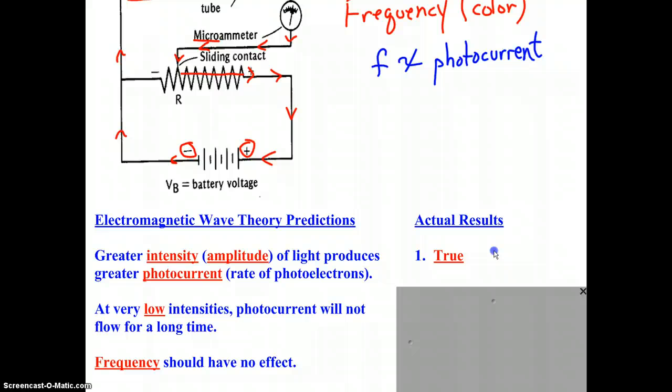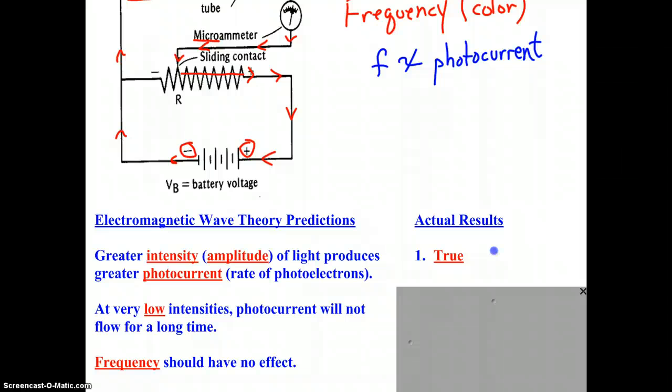As all our notes have indicated so far, intensity, brightness, is directly proportional to photocurrent, and our graph that we just showed you on the simulation showed that. Why would that be? Because light of greater amplitude carries more energy, therefore removes electrons at a greater rate. They also predict that at very low intensities, dim light, photocurrent will not flow for a long time. In other words, they say there would be a large delay. Why would this be? Because they would believe that low intensity light means it doesn't have a lot of energy, so there would have to be energy buildup on that plate before removing the photoelectrons.